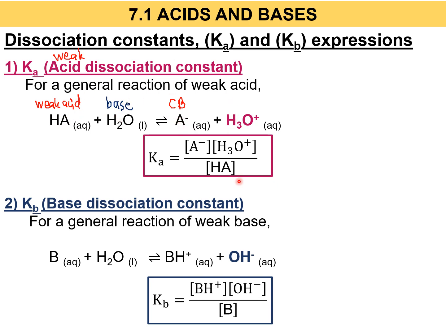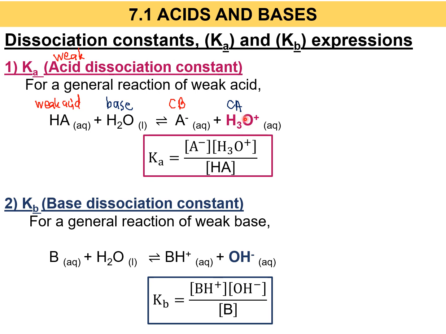Base pairs with the conjugate acid. Why? Because according to the Bronsted law theory, it becomes a base if it accepts a proton. As the product accepts a proton, the product will become the conjugate acid.